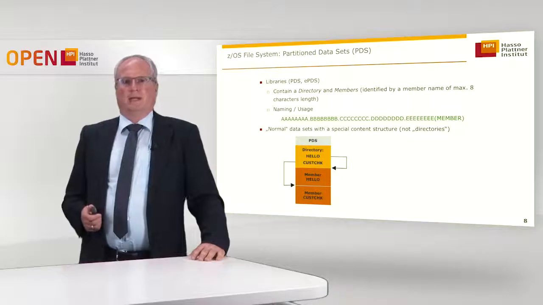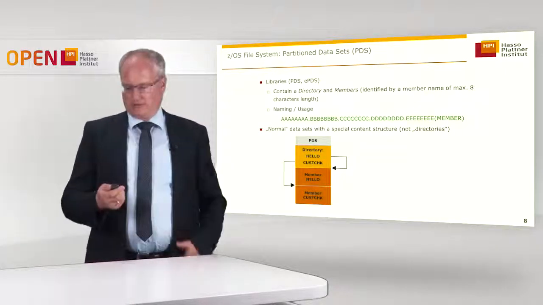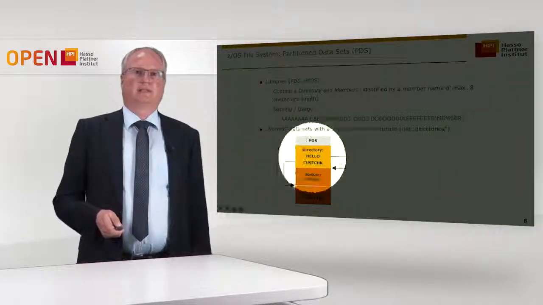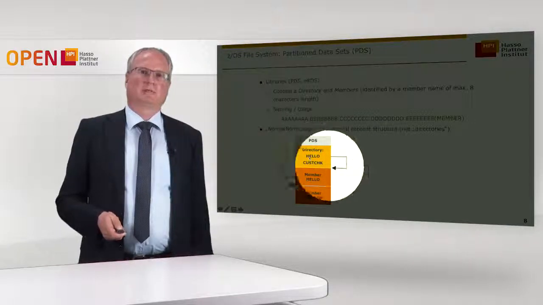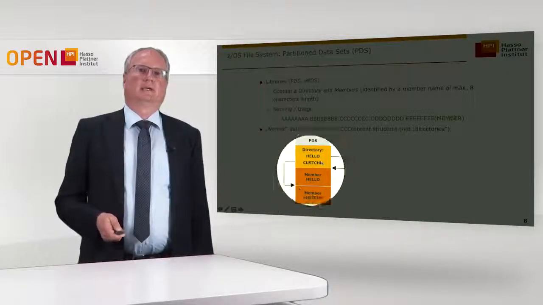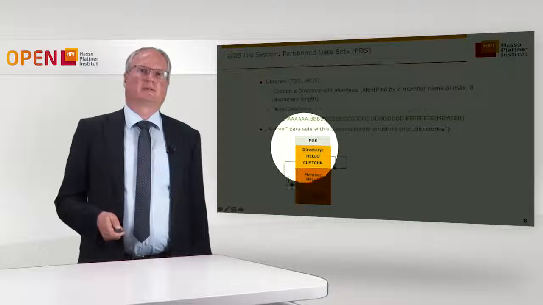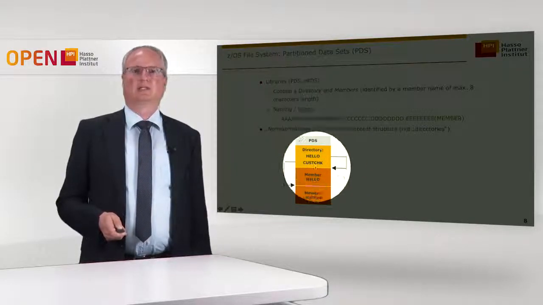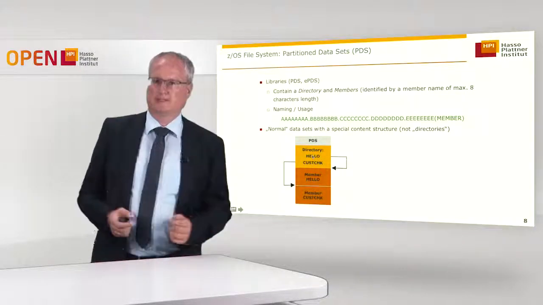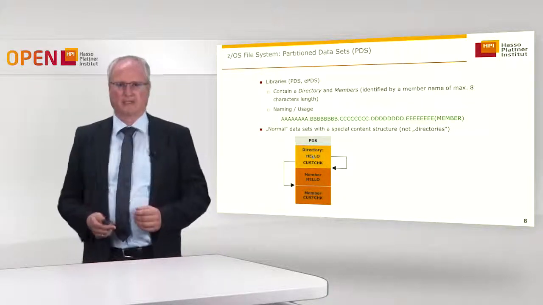And when you allocate a PDS, you need to specify how big your directory is, because the directory header has to have a fixed size, so the system knows when the first member starts. And this has to be specified during allocation, additionally to the information that needs to be specified for an ordinary data set, for example.